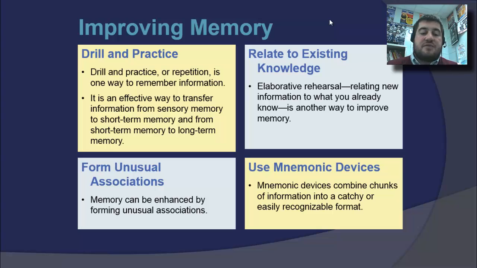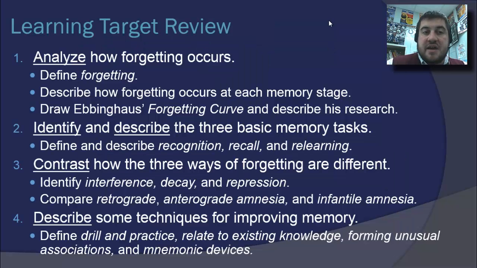It's basically chunking information, and we've already talked about chunking. And so let's review our learning targets. Well, we analyzed how forgetting occurs at each memory stage, and we talked about the speed of forgetting in Ebbinghaus's forgetting curve. We did the 3 basic memory tasks. We contrasted how the 3 ways of forgetting are different, and we actually looked at some other more serious ways of forgetting. And then we talked about some ways to improve our memory.